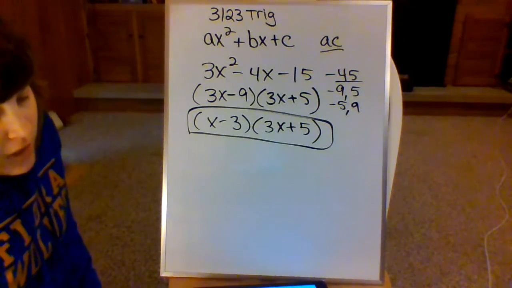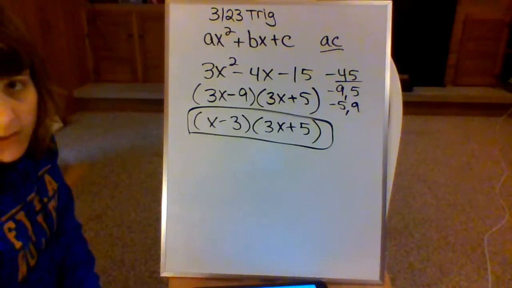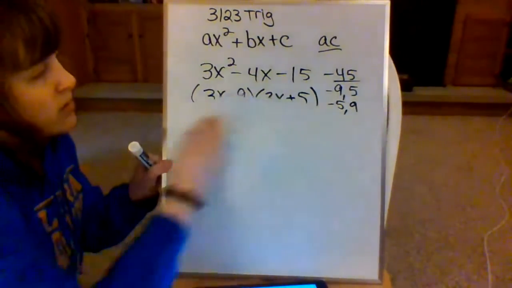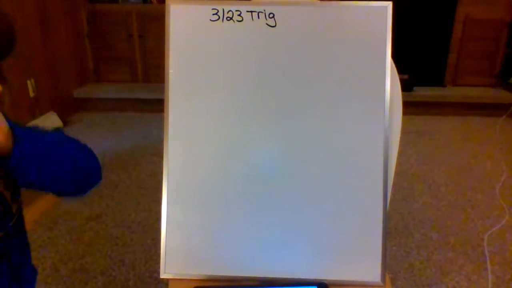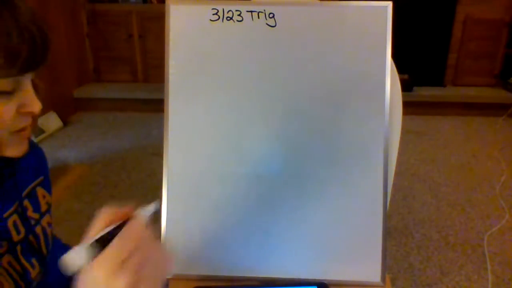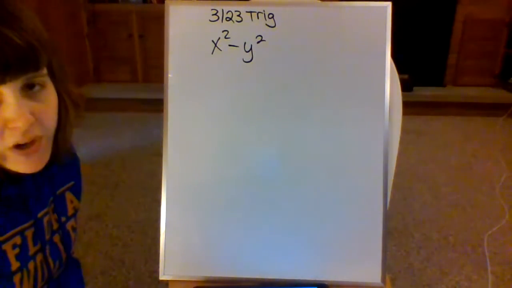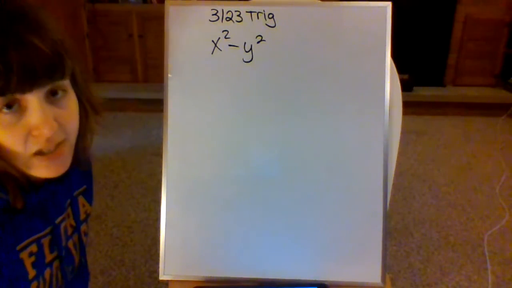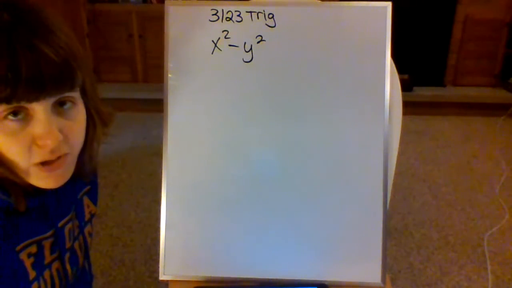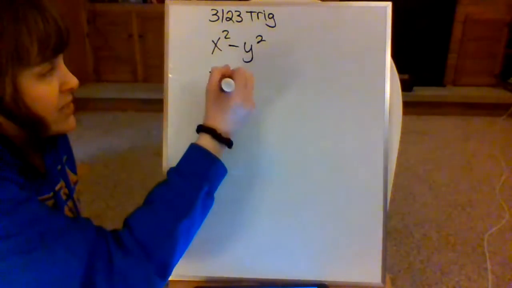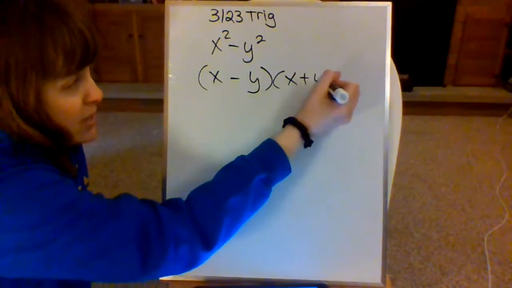Alright, so that is factoring trinomials. Next up, we're going to do difference of two squares. Okay, difference of two squares. Generically, it looks like this. You have two things that are squared, and they're separated by a minus sign. So, to factor it, you need to find the square root of both of those terms. So the square root of this is x, the square root of this is y, and then you just write it like this, x minus y, x plus y.